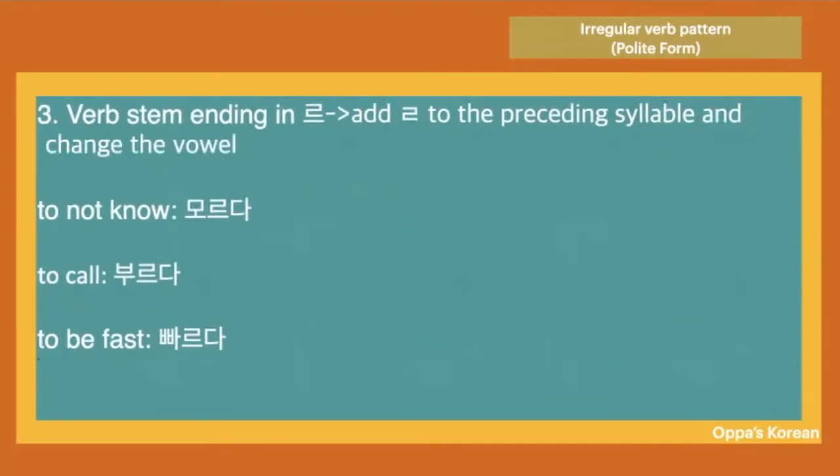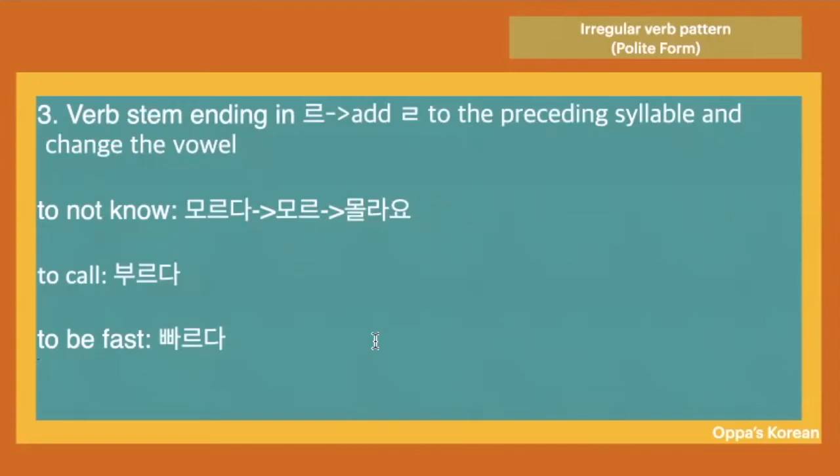To not know, 모르다. The verb stem is 모르. So you add 리을 to the preceding syllable, 몰, and change the vowel. 몰라요. When you change the vowel, you need to see the preceding syllable's vowel. In this case, 모, 오, 모 ends in o vowel, so you put 아요, like 몰라요.